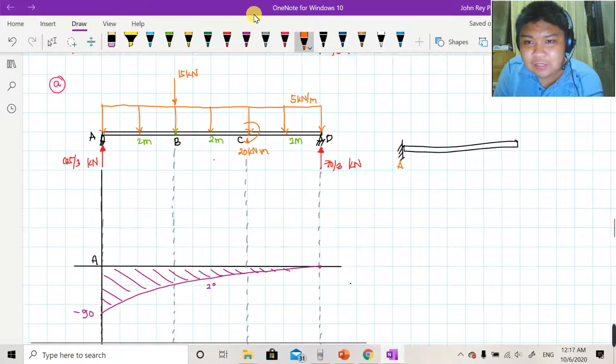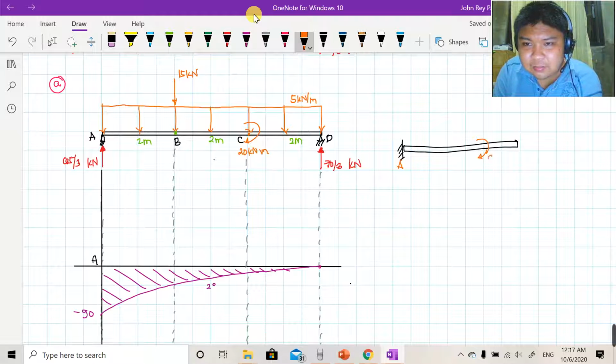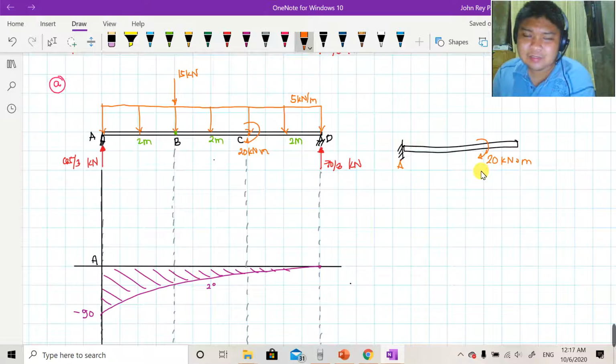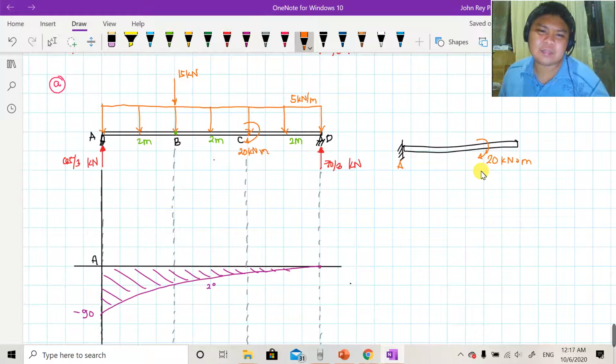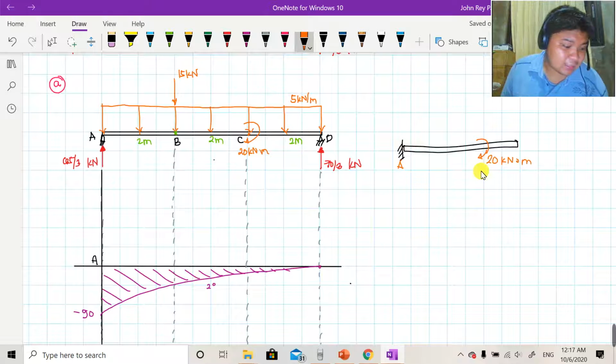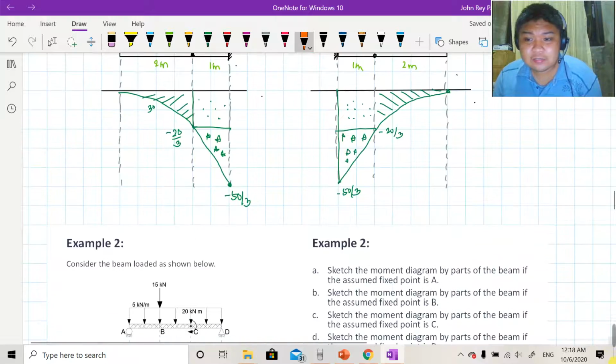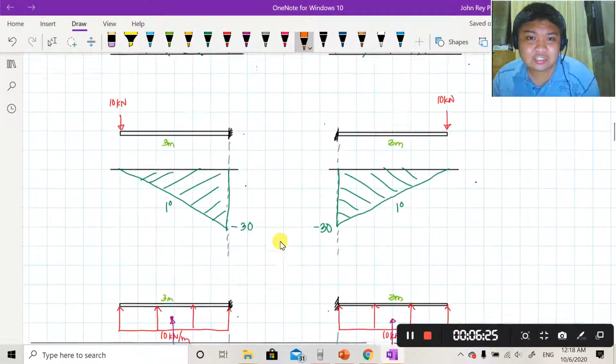Okay, so this time, the 20 kilonewton meter is located here, di ba? So, ang tanong ko sa inyo, concentrated moment na to, di ba? Concentrated moment. Is this a positive moment or a negative moment? Kasi sigurado ka, rectangle din naman to eh. Automatic rectangle siya, class. Ang tanong ko lang sa inyo, ano ba to? Positive moment or negative moment?